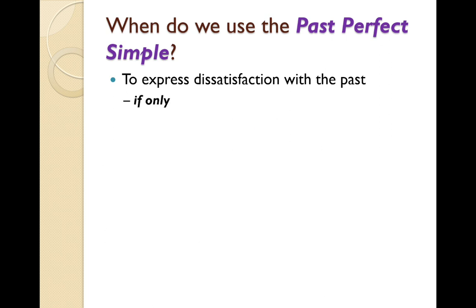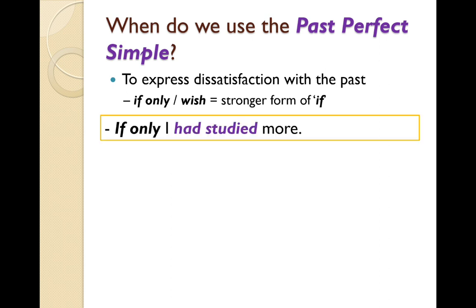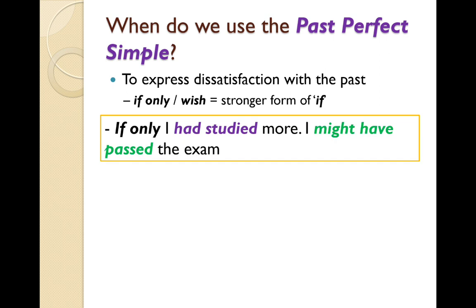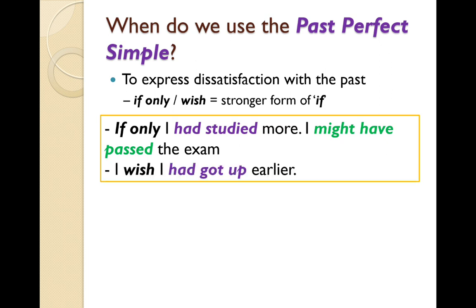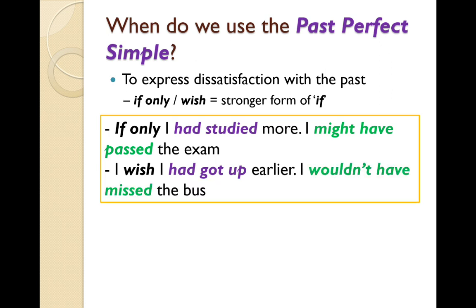Now we can also use if only or wish, and these are just a stronger form of if. So it just gives more emphasis. Let's see, if only I had studied more, I might have passed the exam. And we use if only to indicate a really strong desire here. I wish I had got up earlier. I wouldn't have missed the bus. Unfortunately, I didn't get up earlier and I did miss the bus, but I wish I had got up earlier.